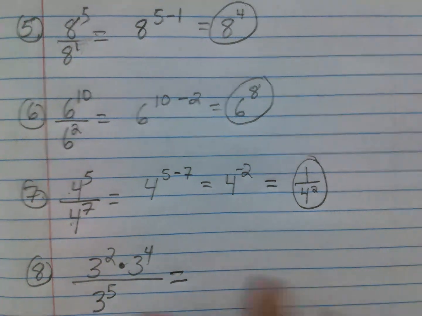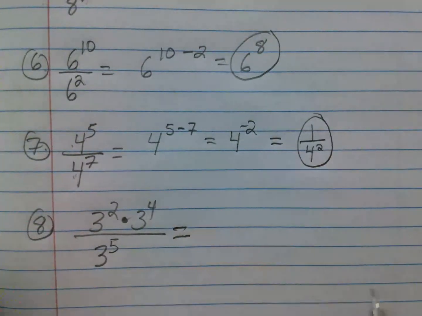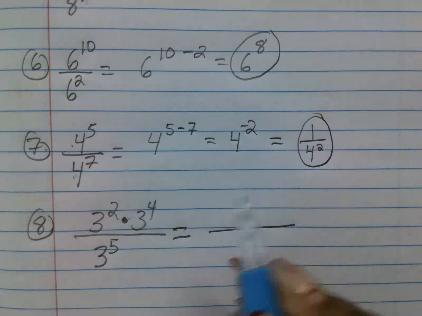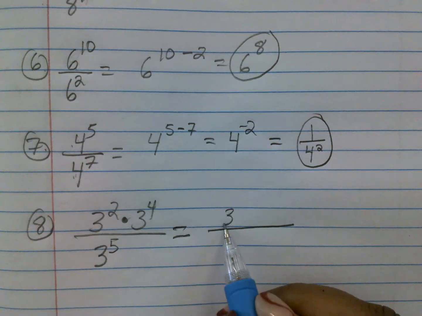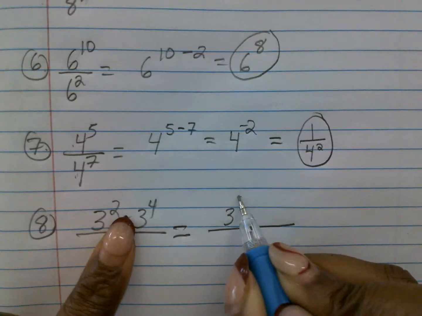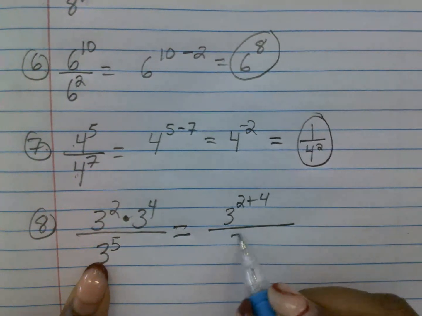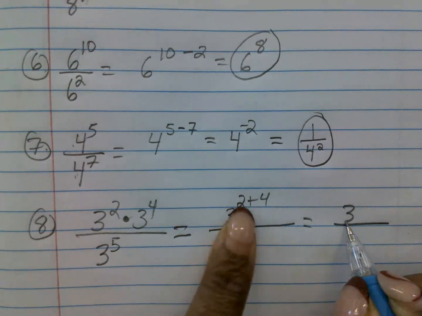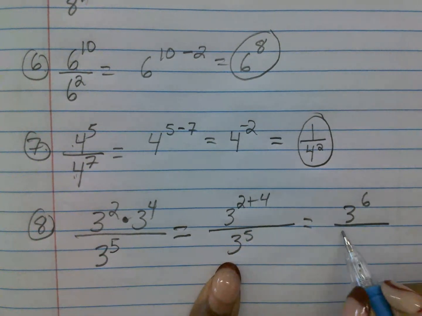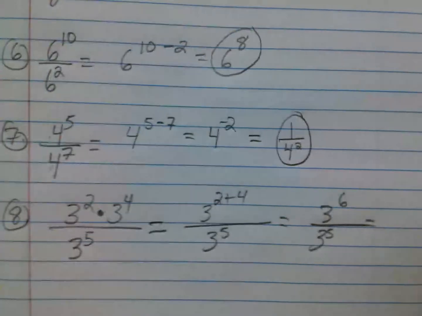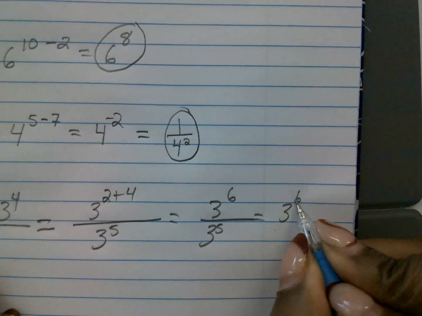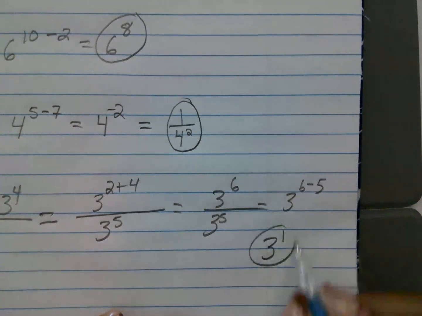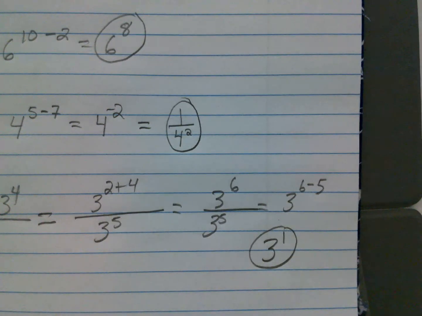Number 8. We can do it, though. It's a little challenging, but we got it. Let's simplify the top first. On the top, 3 is being multiplied 2 times and then 4 times. So that's going to be 2 plus 4. On the bottom is 3 to the 5th. So on the top, we have 3 to the what when we add? 6. And then we have 3 to the 5th. This is division, so we're going to subtract. Top exponent minus bottom exponent. That gives me 3 to what power? 1, or we just write it as 3. Okay? Any questions about that?